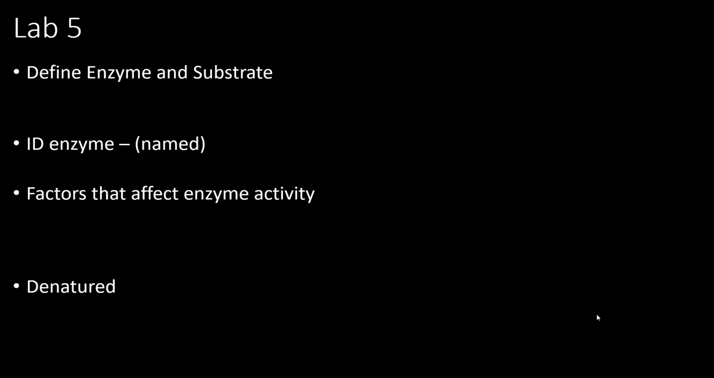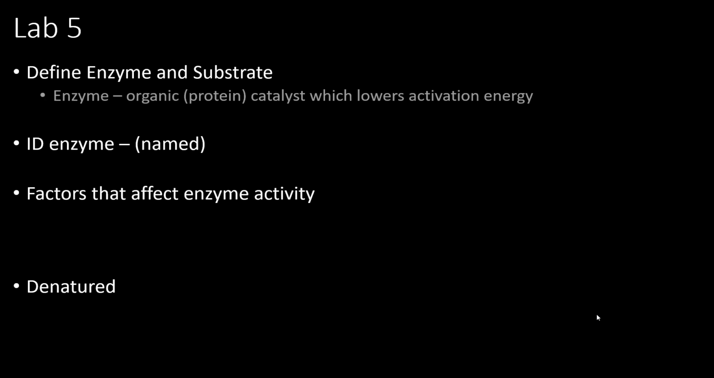All right, looking at lab number 5. Lab number 5 focuses in on enzymes. So when we're looking at enzymes, you need to be able to define an enzyme as well as the substrate. Guys, an enzyme is an organic catalyst. Normally it's a protein. And when we say it's a catalyst, it means it speeds up the chemical reaction.